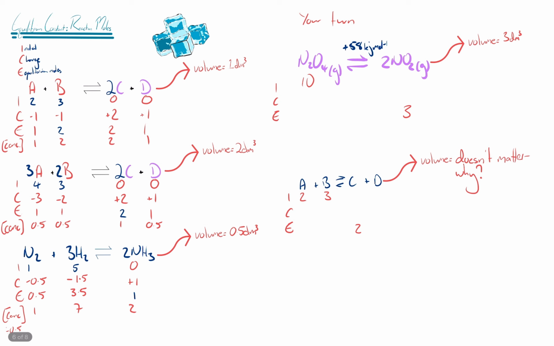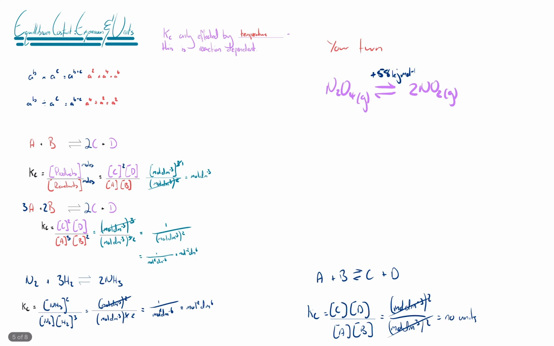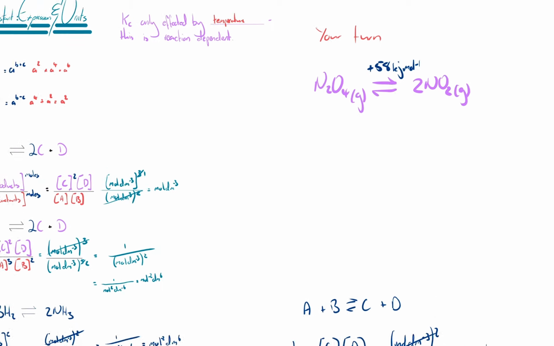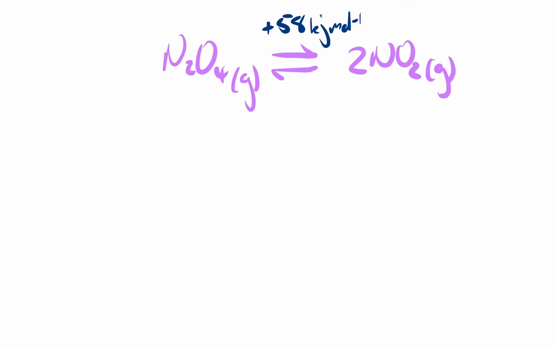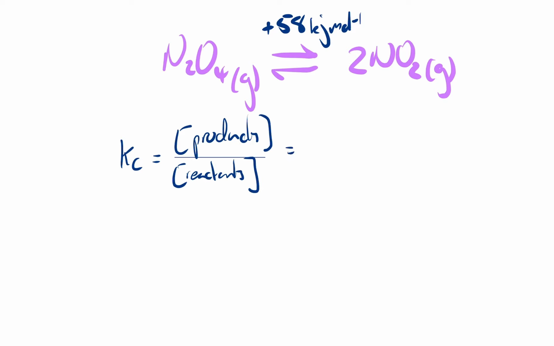Feel free to screenshot that onto the previous question. So again, this time, Kc, remember, is always going to be our products over our reactants. So in this case, we've got our concentration of NO2 squared, because of our 2 in front of it, over the concentration of N2O4.